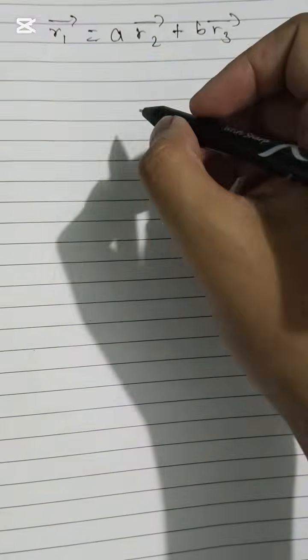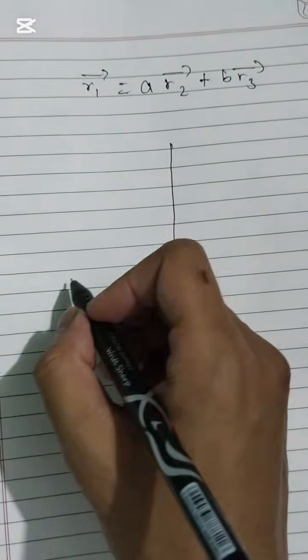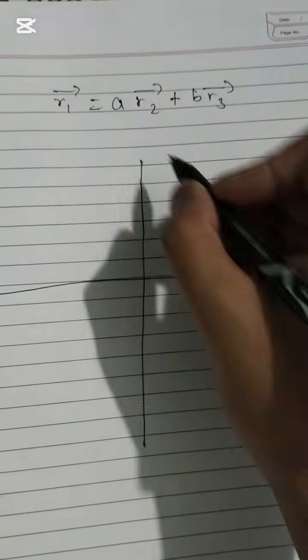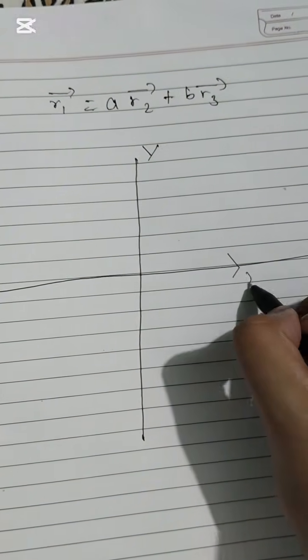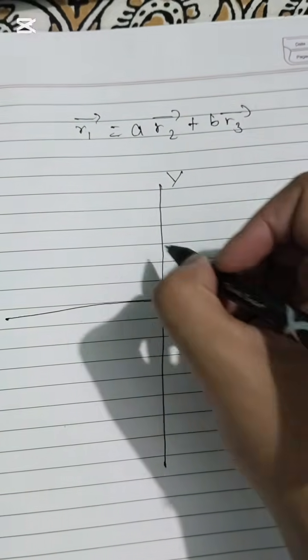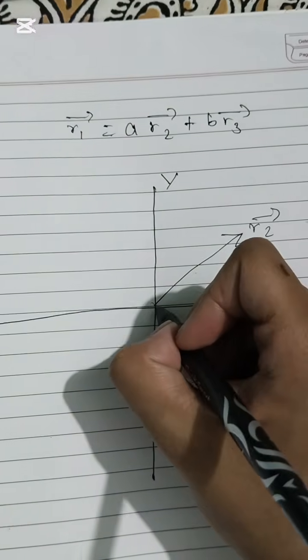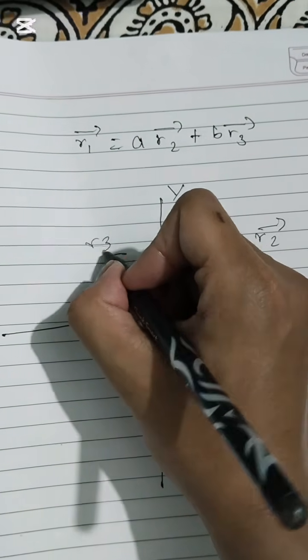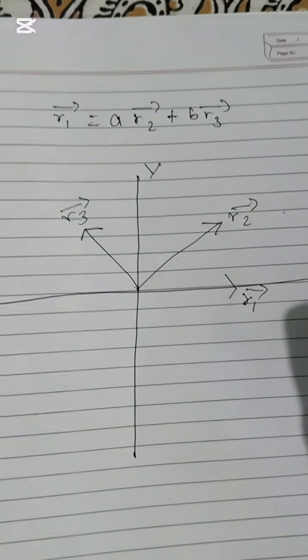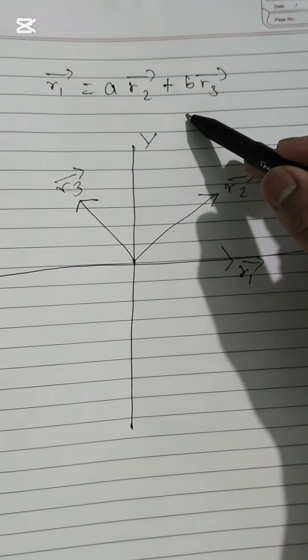Let us understand why this formula exists. Let us first draw the Cartesian plane with the x and y axes respectively. If we take a vector r1 here, this is the r1 vector, and this is the r2 vector, and this is the r3 vector, then we know that these three vectors can be represented in this form.